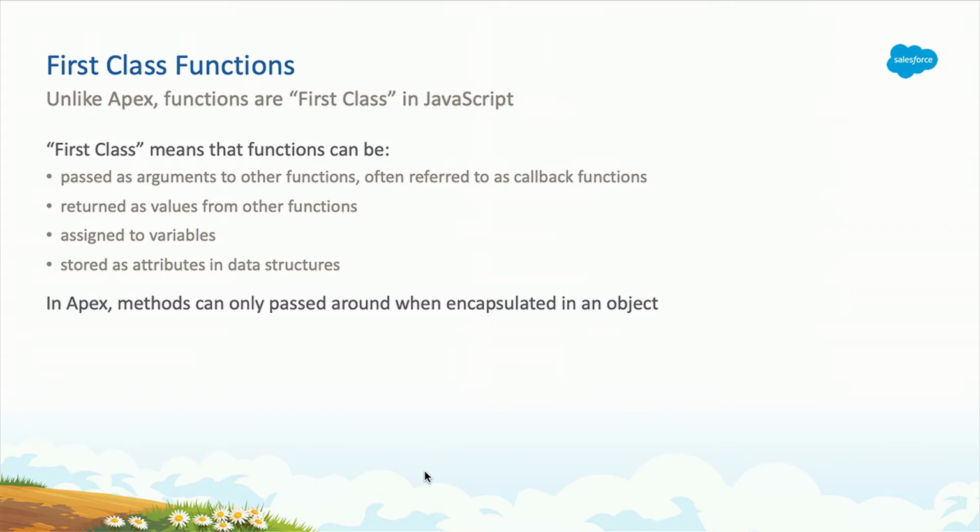I mean, you kind of can when you encapsulate a method in an object and pass around that object and then call the method in that object, but that's not quite first class as you would see it in JavaScript.